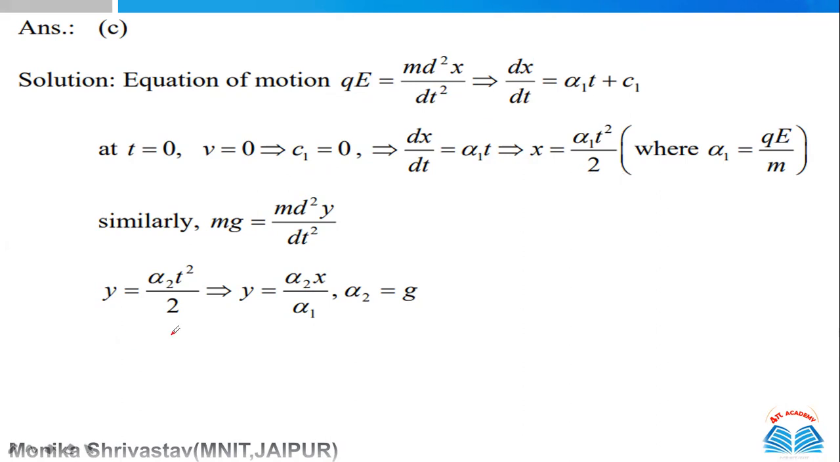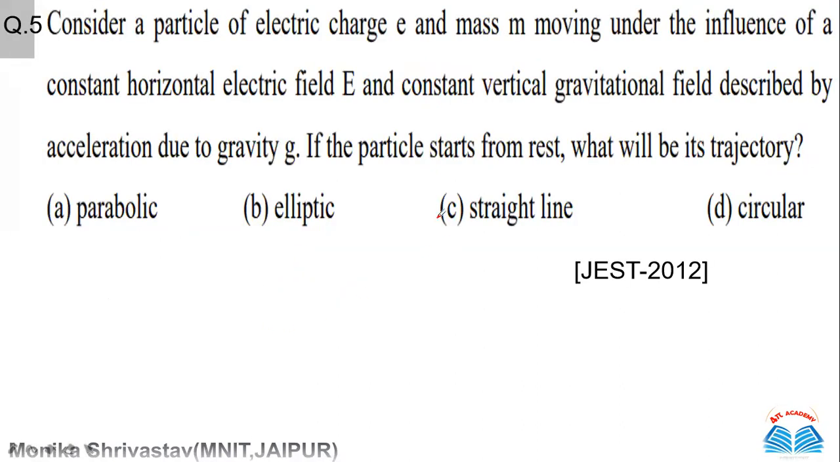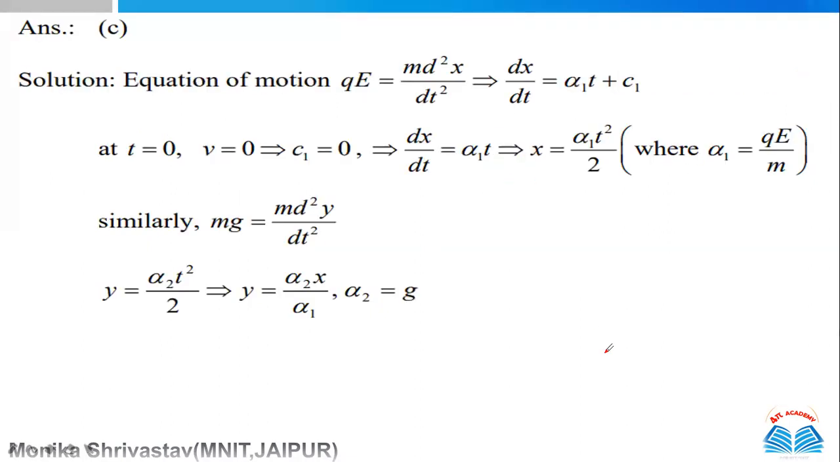For the y direction, there will be gravitational acceleration, so put mg instead of this qE. In the y direction, the earth will attract the particle and there will be no electrostatic force. So mg will be equal to this one, and you can get the value of y. Alpha 2 you can get as g, so y will be equal to alpha 2 x over alpha 1, and hence there will be a straight line for this type of system.